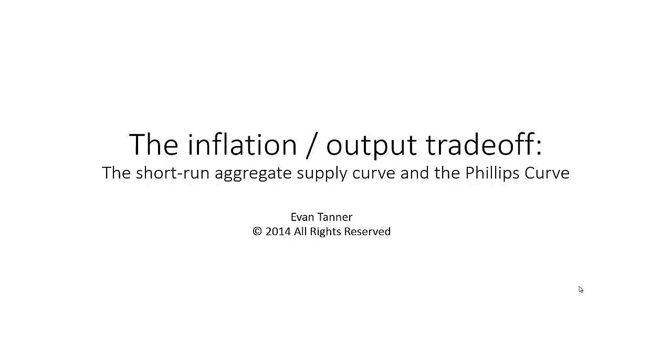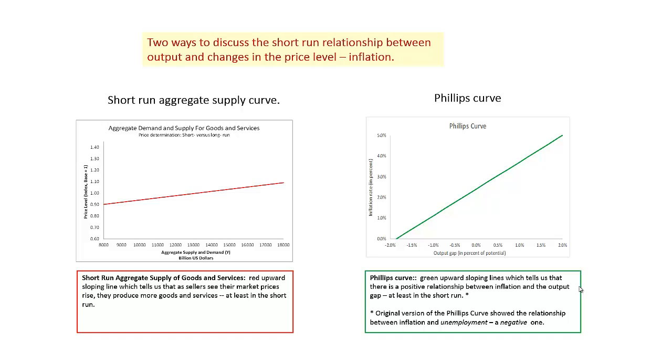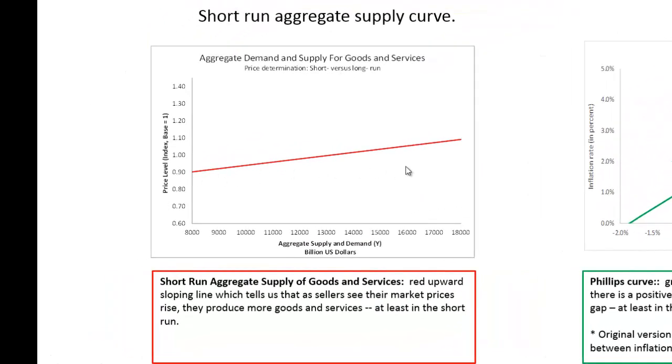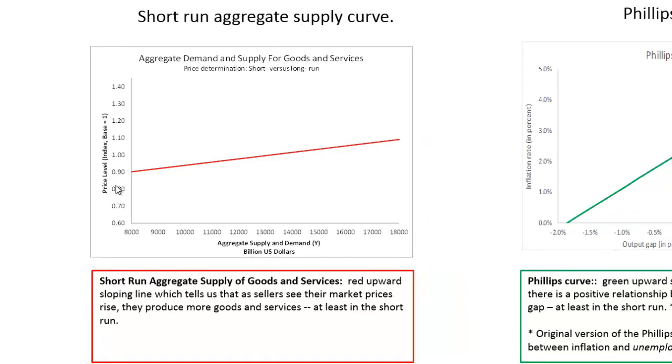Hello, in this video we're going to discuss the inflation output trade-off, how we get from the short-run aggregate supply curve to the Phillips curve. You've probably seen that there's two ways to discuss the short-run relationship between output and changes in the price level, what we call inflation. The short-run aggregate supply of goods and services, this is red upward sloping line that tells us that as sellers see their market prices rise, they're going to produce more goods and services, at least in the short run. On the horizontal axis, we have aggregate supply and aggregate demand. On the vertical axis, we have the price level.